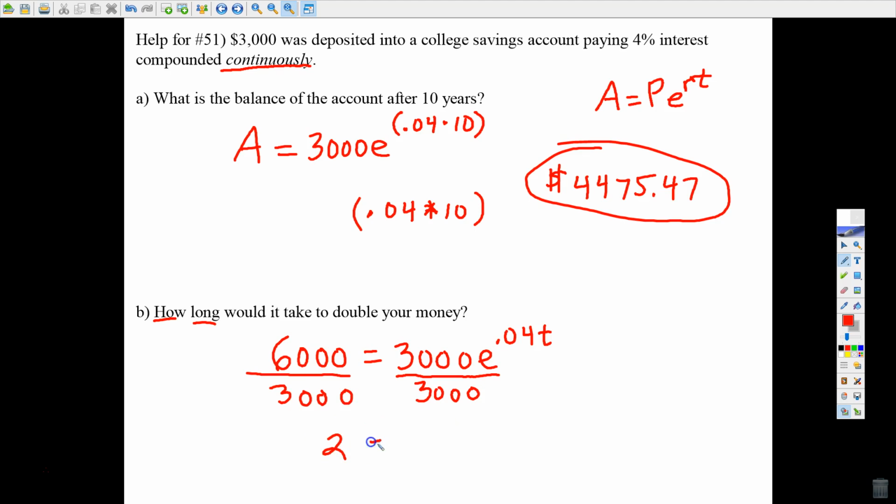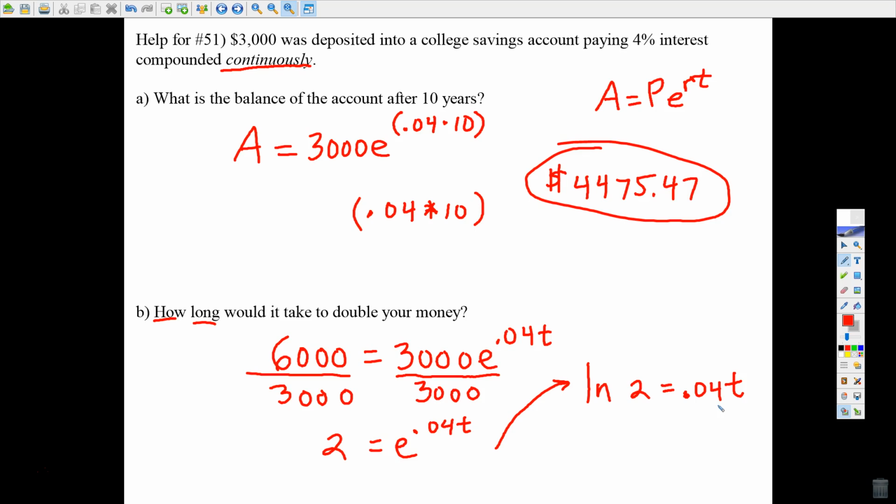And I get 2 is equal to e to the 0.04t power. Okay, well now that e is isolated, just like we saw in the previous problems, once we get e to the power isolated, we can now convert this over into a natural log equation. So as a natural log equation, it'll say natural log 2 is equal to the exponent 0.04t. All right, so let's grab our calculator and hit the natural log button, put in 2.